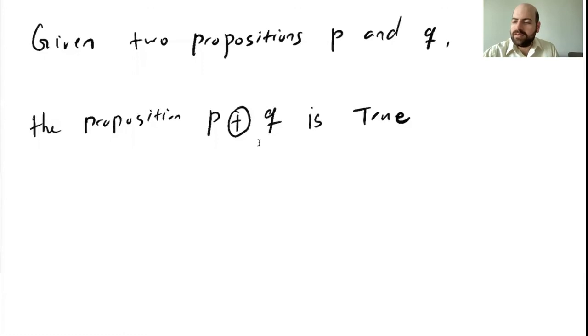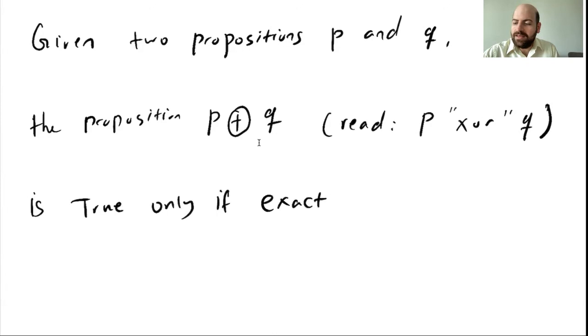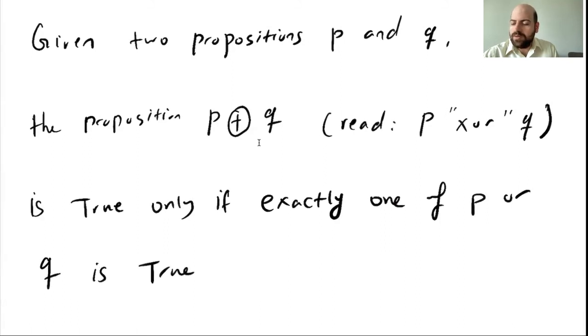So you can read this as P XOR Q. This compound proposition is true only if exactly one of P or Q is true and the other one is false.